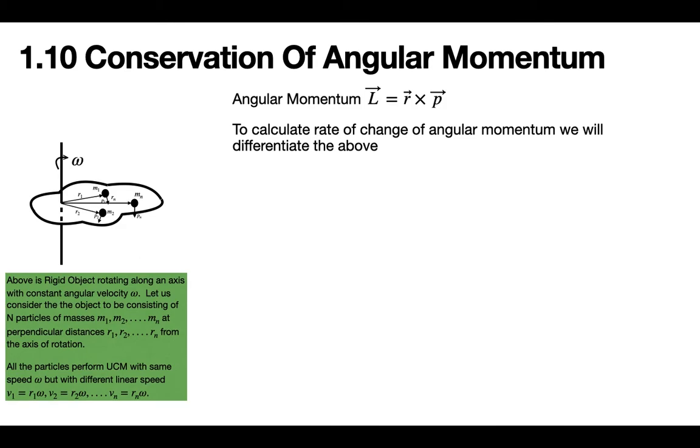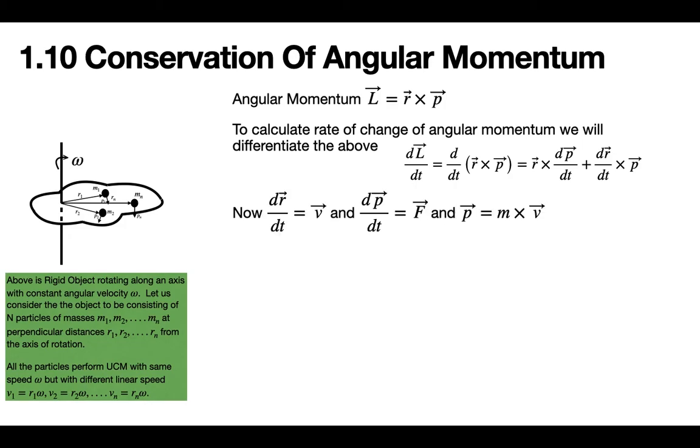So to calculate the rate of change of angular momentum, we differentiate the above: L is equal to r into p. If you differentiate, dL by dt is equal to r into dp by dt plus dr by dt into p, which is how you differentiate the product of a into b. Now dr by dt is equal to velocity, the linear velocity of each object, and dp by dt is a force, because it is the rate of change of momentum.